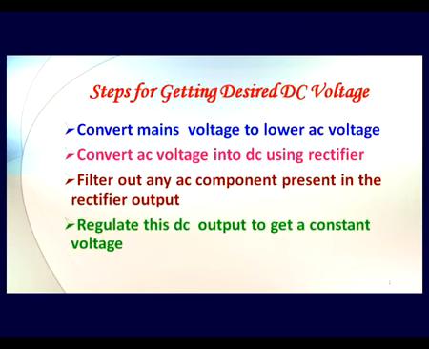To get the desired DC voltage from AC mains, the following steps are involved. First is that we have to convert the mains voltage into a lower AC voltage. As I told you, we get AC supply at our mains input. So before we get it converted into DC, we first change its voltage level from higher to lower or lower to higher as per our requirement in AC form itself. After that, we convert that AC into DC using a circuit called a rectifier, which we will be discussing today.